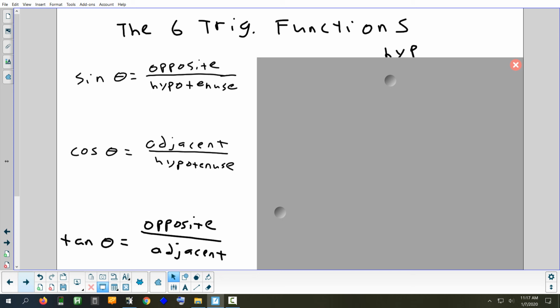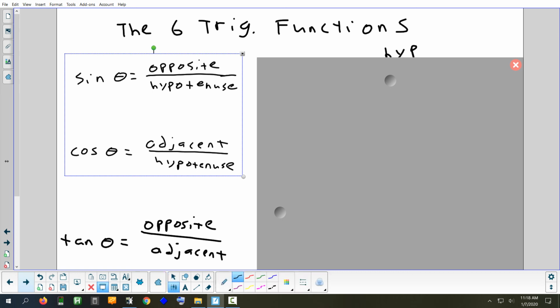The sine, the cosine, and the tangent, they're all fractions. Specifically, they're fractions of a length divided by another length. Sine is the length of the opposite divided by the length of the hypotenuse. Cosine is the length of the adjacent divided by the length of the hypotenuse. And tangent is the length of the opposite divided by the length of the adjacent. Now, think about that for a second.